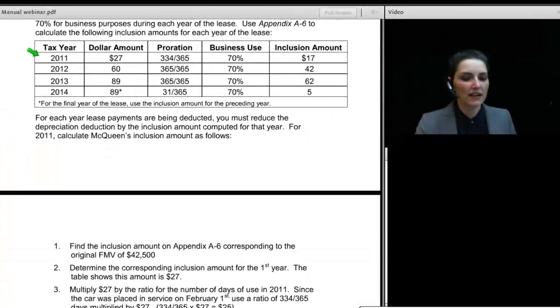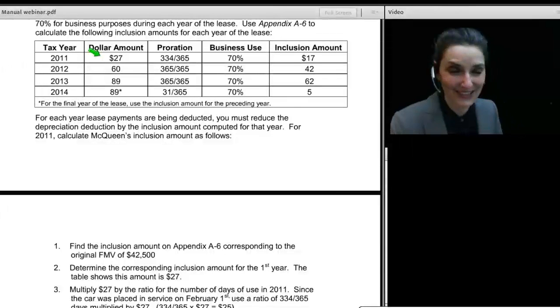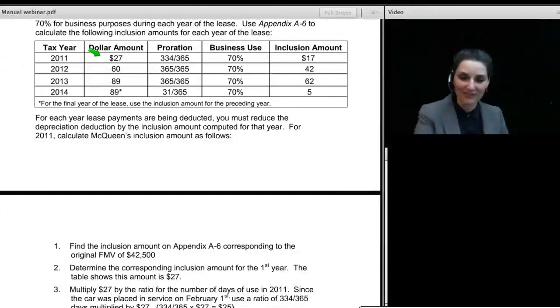So for 2011, which is the year he purchases the vehicle, the table is telling us that the inclusion amount is $27. This is what I said, it's such a joke. All of this work to get these paltry little numbers. The dollar amount is $27, and he's going to prorate that by the number of days in the year that it was used in business. So 334 out of 365 days it was used for business. He multiplies that by the business use percentage, and he gets an inclusion amount of $17.